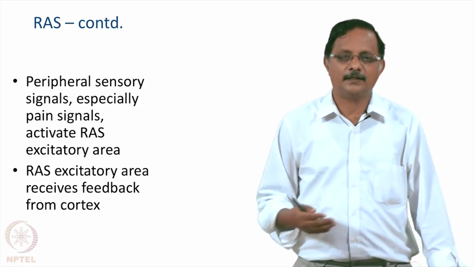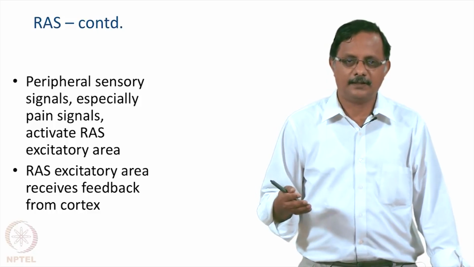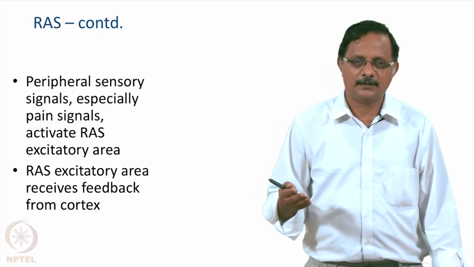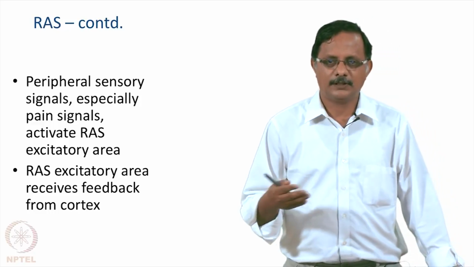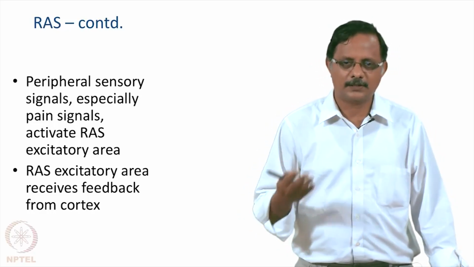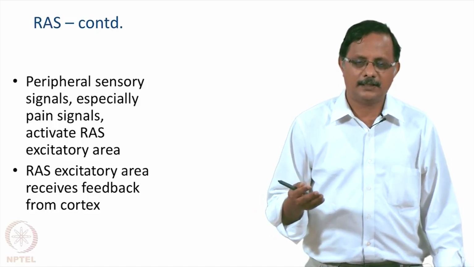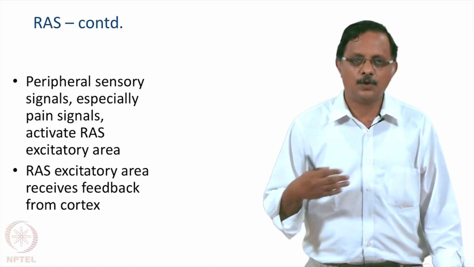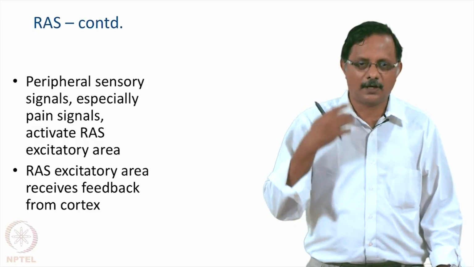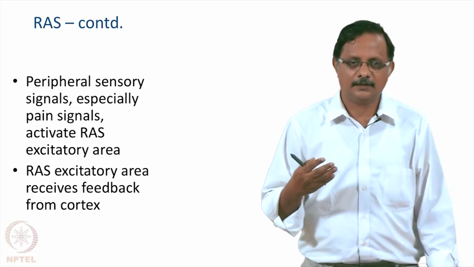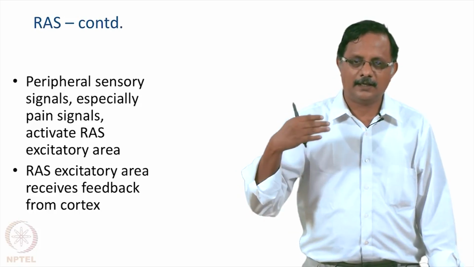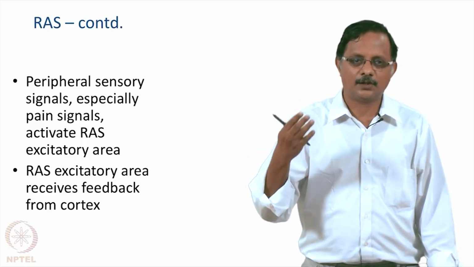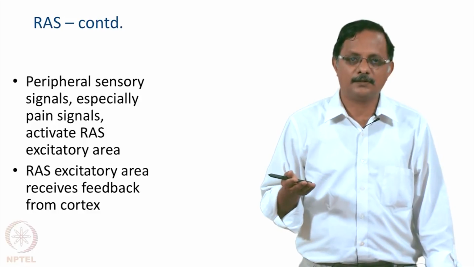The RAS in turn can also be activated by peripheral sensory signals, especially pain signals, and this feature you can even verify in your personal experience. Suppose you are very sleepy, and you can counter that by simply pinching yourself or rubbing your eyes and things like that. By giving slightly painful stimuli, you can act on your RAS, and the RAS in turn sends signals to the cortex, increasing the level of arousal in the cortex.